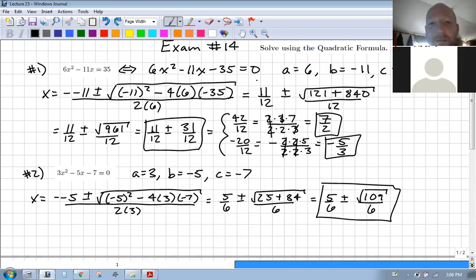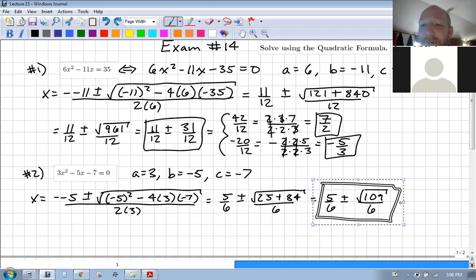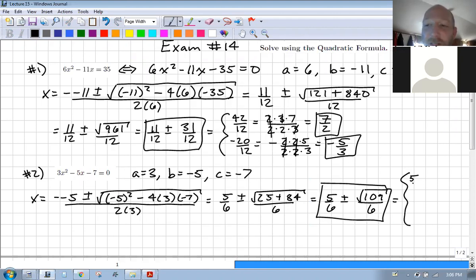All right. How would you figure out your 2 points if you still have a square root? Like for the second answer, how would you find them out? Well, basically, it's still ugly. You'd have 5 sixths plus the square root of 109 over 6 and 5 sixths minus the square root of 109 over 6. Those are your 2 answers. If you want them any prettier, you'd have to convert them to decimals.